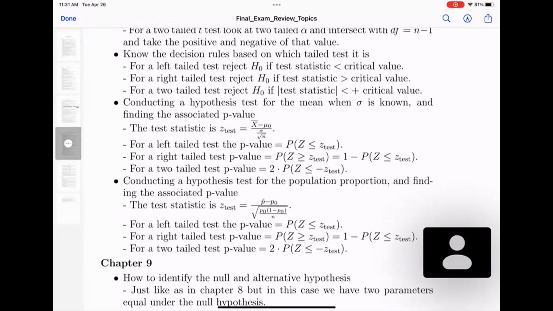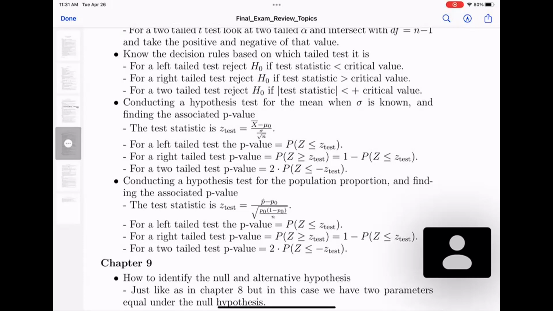Then the decision rules. So I just did this in general. For a left-tailed test, you reject the null hypothesis if you get a test statistic that is less than the critical value. So in most cases, the critical value will be negative. So it's just the probability of getting a test statistic more negative than the critical value.